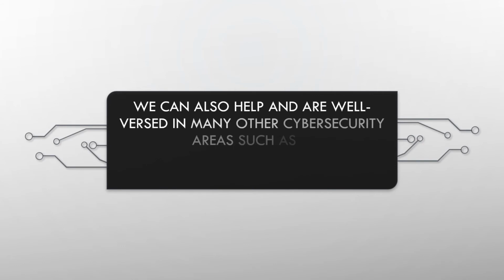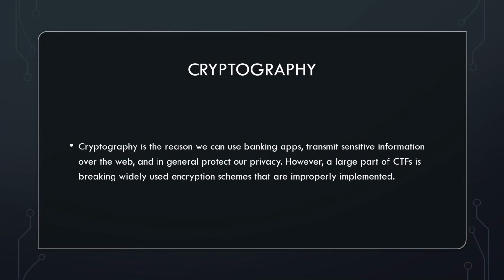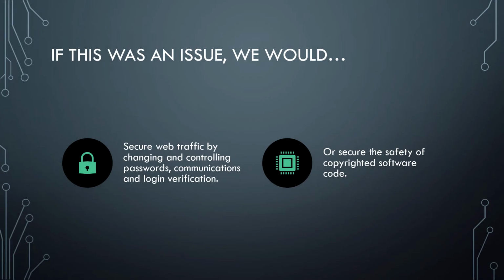Now, we can also help and are well versed in many other cybersecurity areas, such as cryptography. Cryptography is the reason why we can use banking apps, transmit sensitive information over the web, and, in general, protect our privacy. However, a large part of CTFs is breaking widely used encryption schemes that are improperly implemented. If this was an issue, we as a firm would secure web traffic by changing and controlling passwords, communications, and login verification. Or we could secure the safety of copyrighted software code.